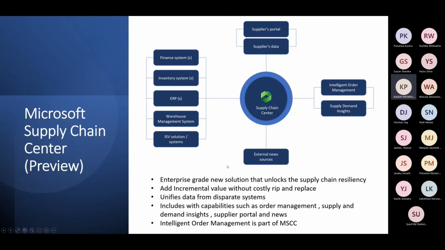So this is an enterprise-grade, new solution that is unlocking supply chain resiliency. And as I mentioned earlier, you don't need to do the costly rip and replace, and it unifies disparate systems. That means taking data from multiple systems, and it includes capabilities such as order management, supply and demand insights, and supplier portal and news. Intelligent order management is part of MSCC. It's a module as well. Once we go into the system, we can see that later on.